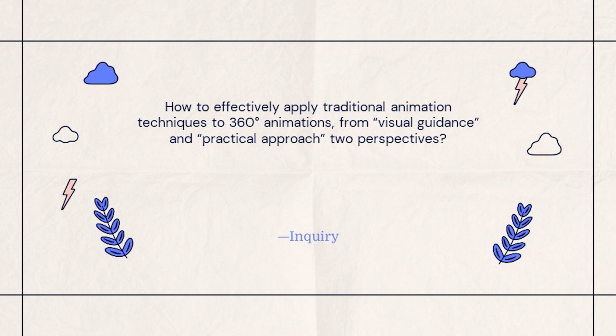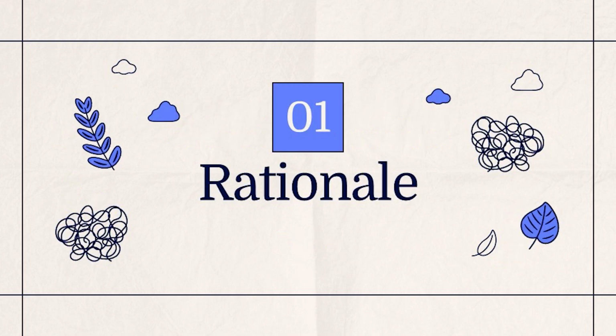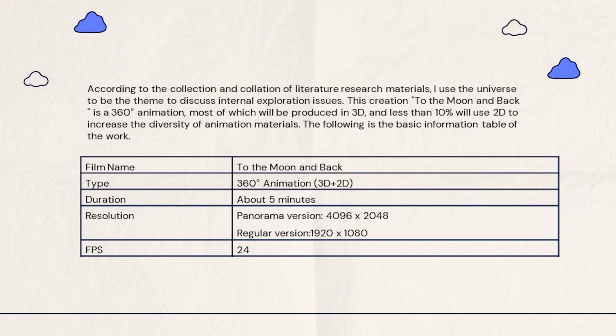My inquiry is how to effectively apply traditional animation techniques to 360-degree animations from visual guidance and practical approach perspectives. Unlike traditional animation, in 360 animation there is a panoramic view and no dead angle. It means there is a significant difference between the two presentation methods.